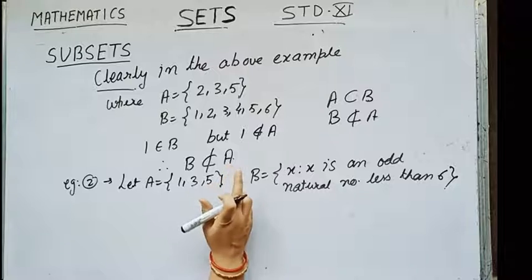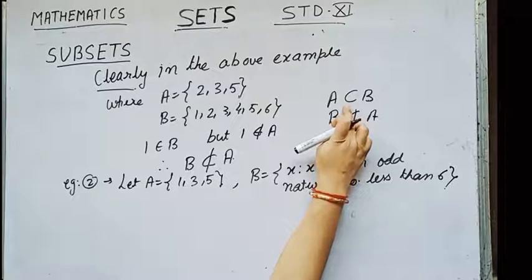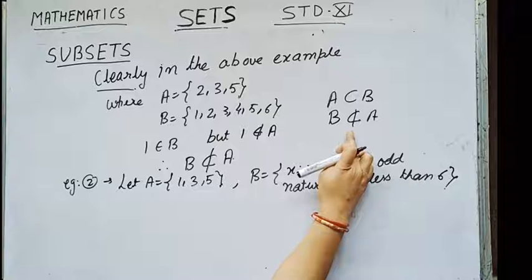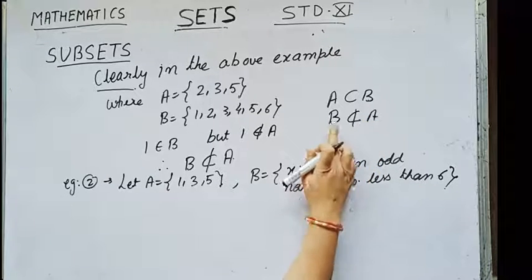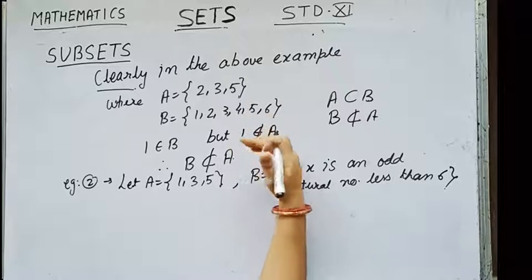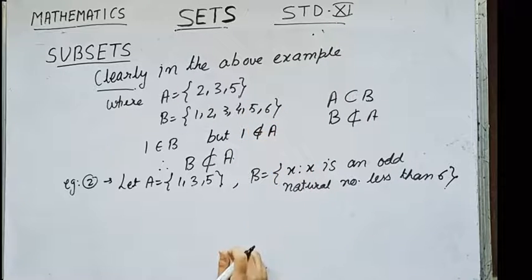So I think children you understand. If it is a subset we give the symbol ⊂. If it is not a subset we write this sign with a slash, ⊄. So A is a subset of B but B is not a subset of A.